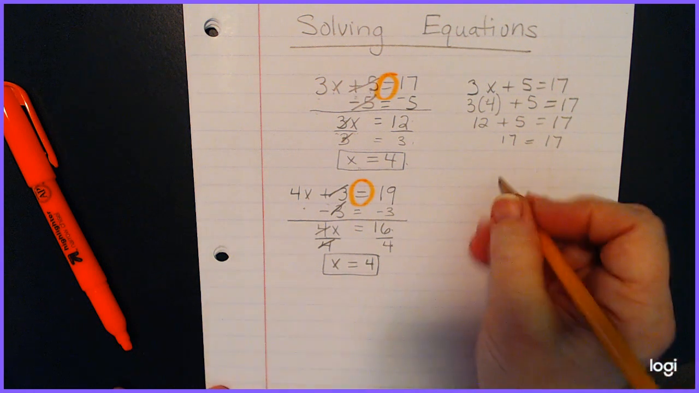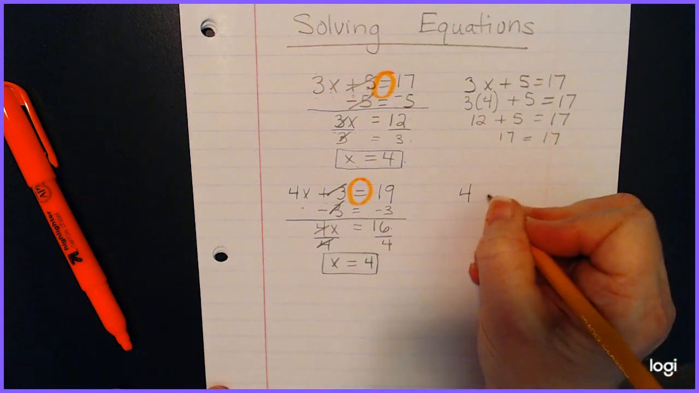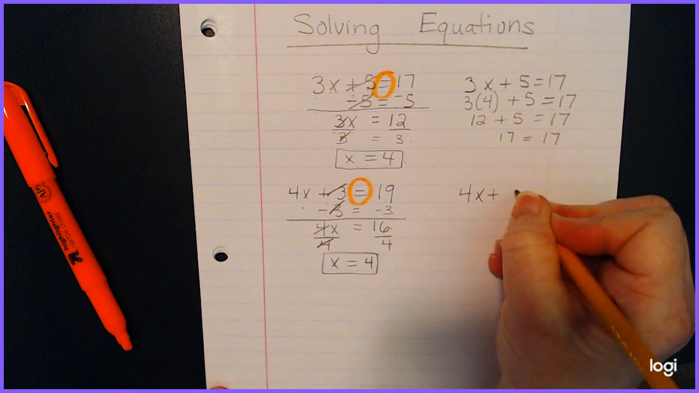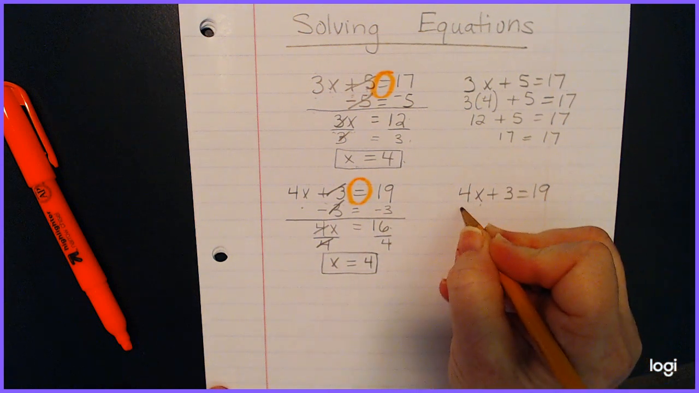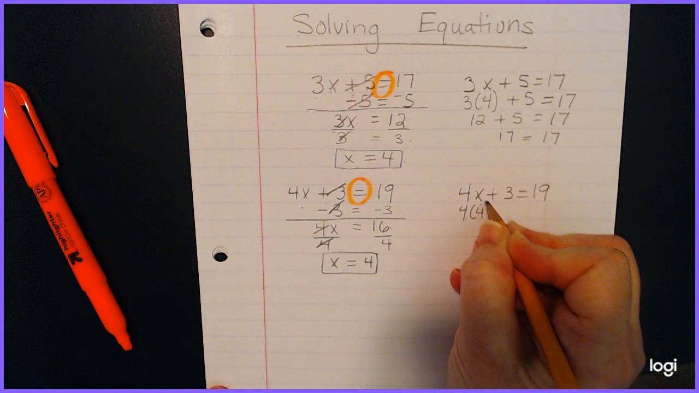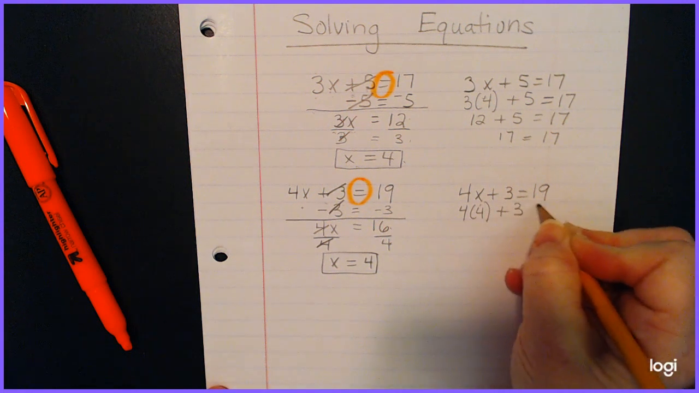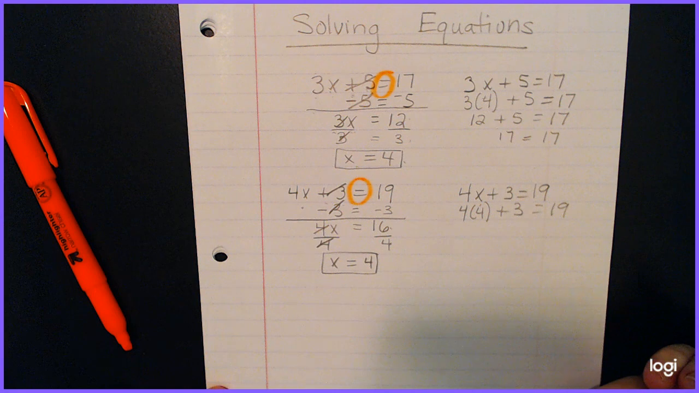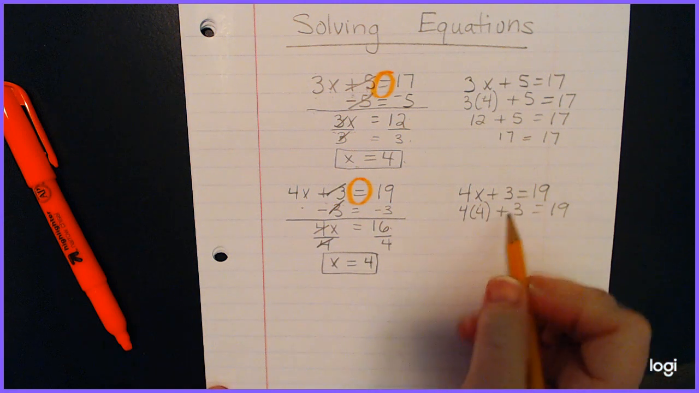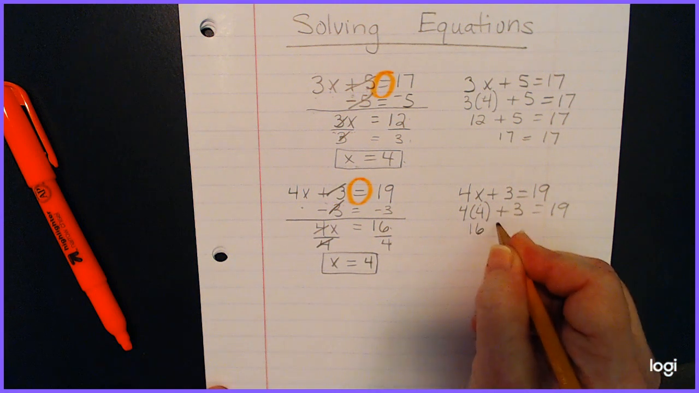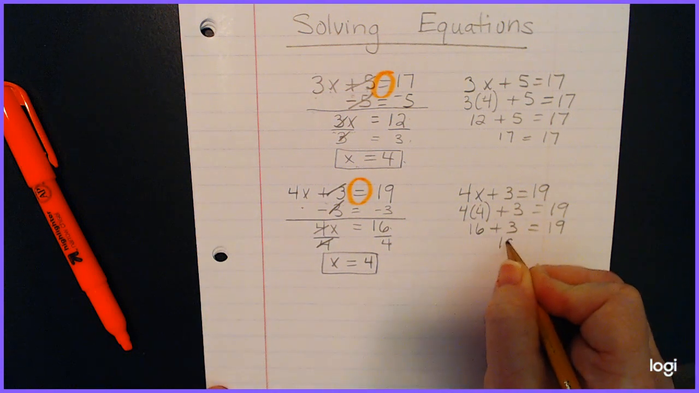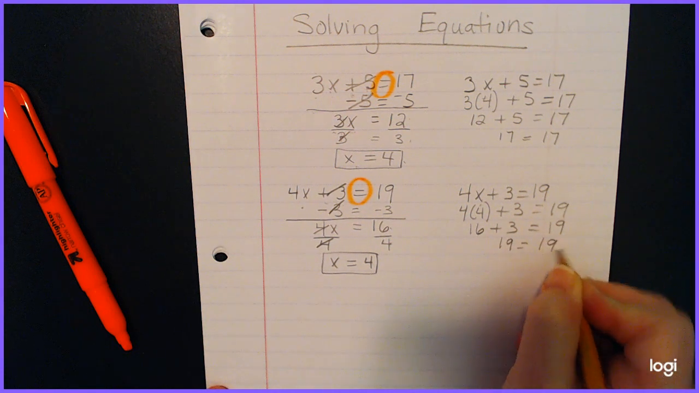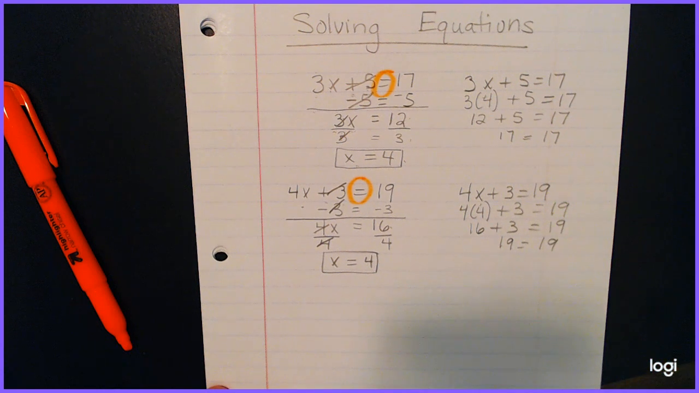All right, if you wanted to check it, some of you I think did check it. You went ahead and you wrote this problem down. You substituted your answer 4 in here. Now, if you didn't do this, that's fine. 4 times 4 is 16. What is 16 plus 3? Oh, it does equal 19. So guess what? We solved this correctly.